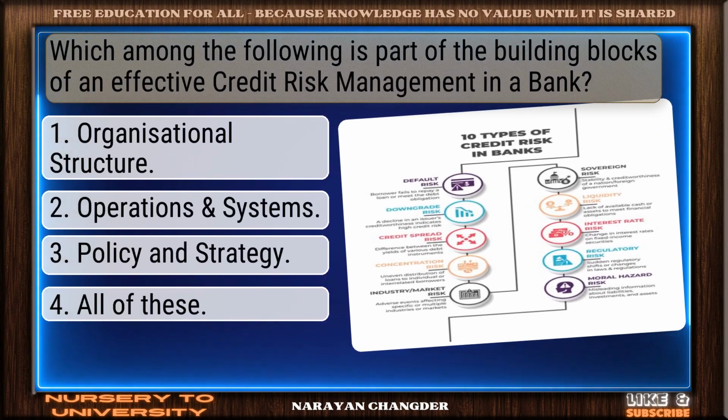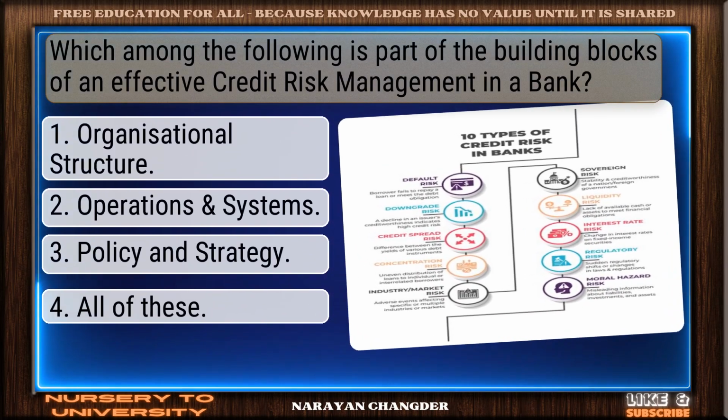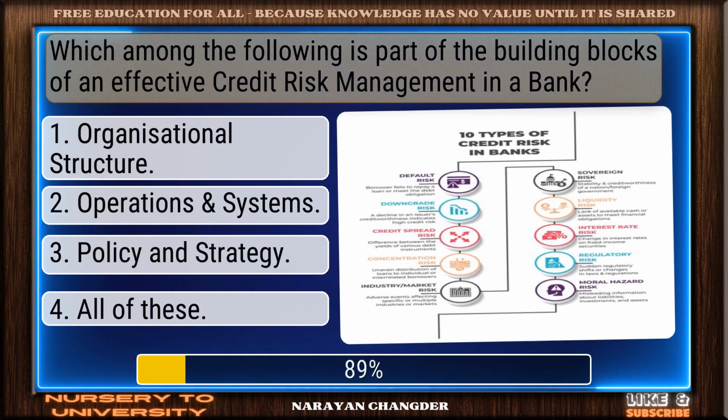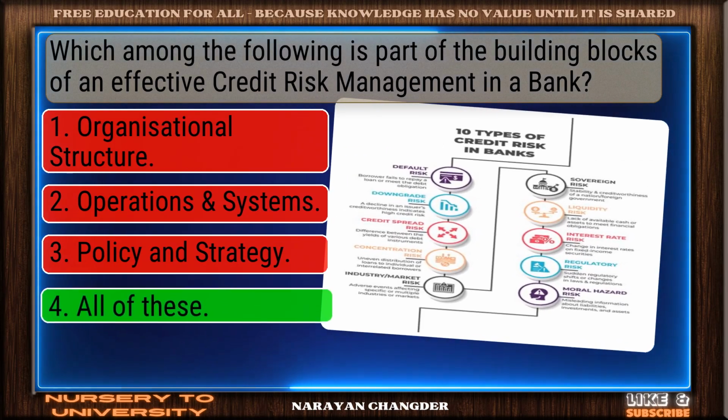Which among the following is part of the building blocks of an effective credit risk management in a bank? Sharp thinking. All of these is the right choice.